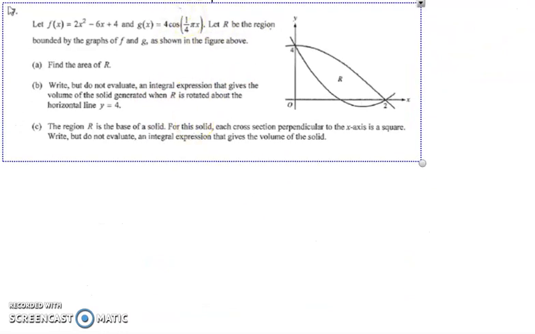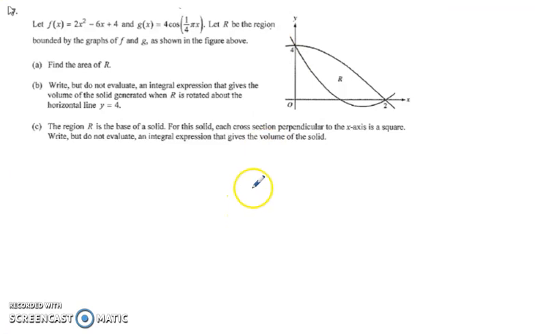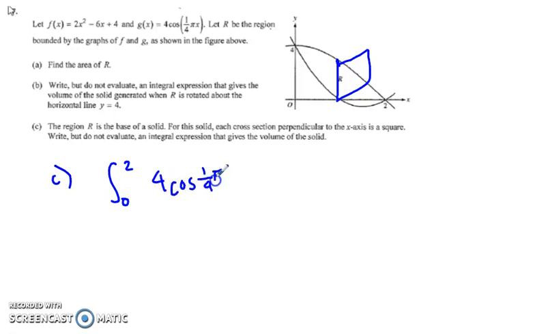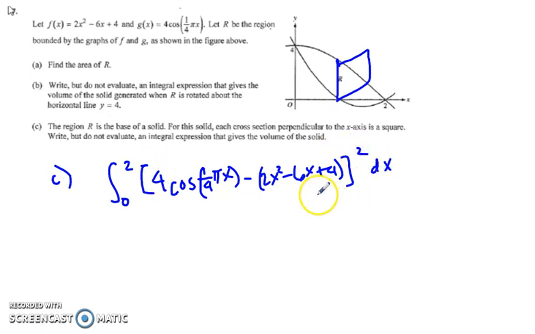And we will continue with part C. So now we have the region R as the base of a solid, and each cross-section perpendicular to the x-axis is a square. So I have squares coming out like that. So I need to write but do not evaluate the integral expression. So once again, I'm integrating on 0 to 2, and I've got top curve, which is the cosine curve, minus bottom curve, and I'm squaring the whole thing because it's a square, and that's all I have to do for this one.